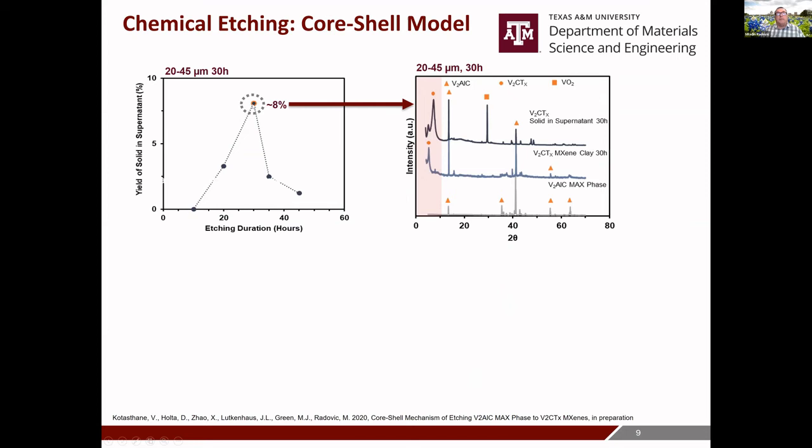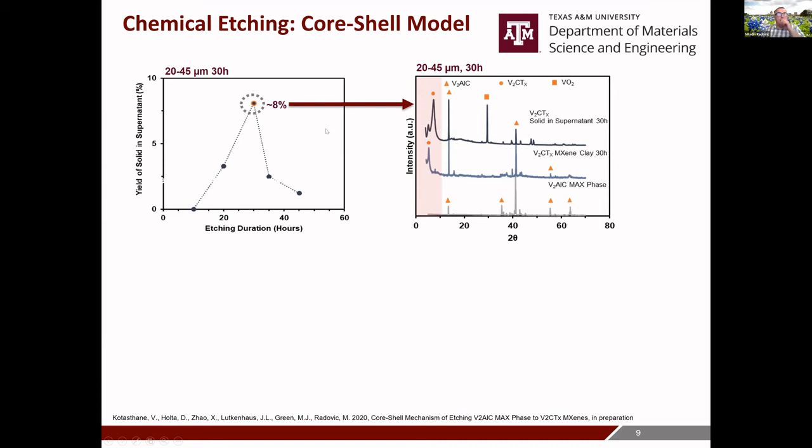30 hours. And this is the corresponding XRD from the solid in the supernatant and the solid in the MXene clay. I have to point out that we didn't press the clay or the solid from the supernatant; the solid from the supernatant is freeze dried. Both are on a vacuum filter film for XRD to avoid aligned MXene that can give a very high MXene peak, and we can observe vanadium oxide or other present species. But what's really important is that in the supernatant we see vanadium oxide forming even in this 8% with the highest yield MXenes.